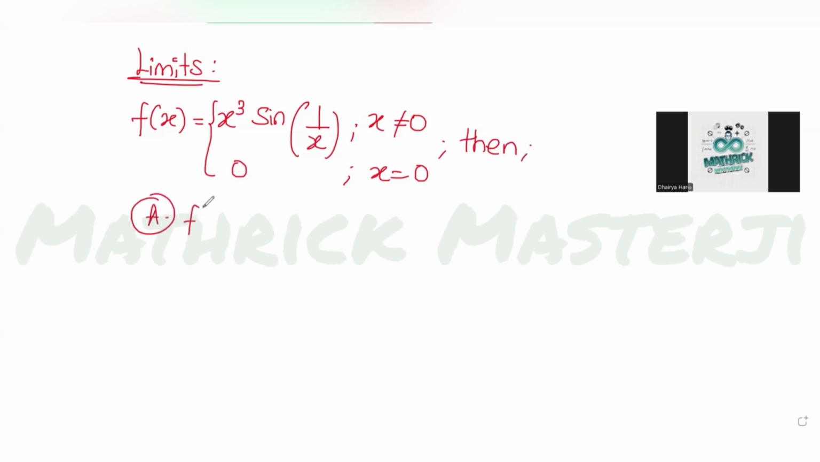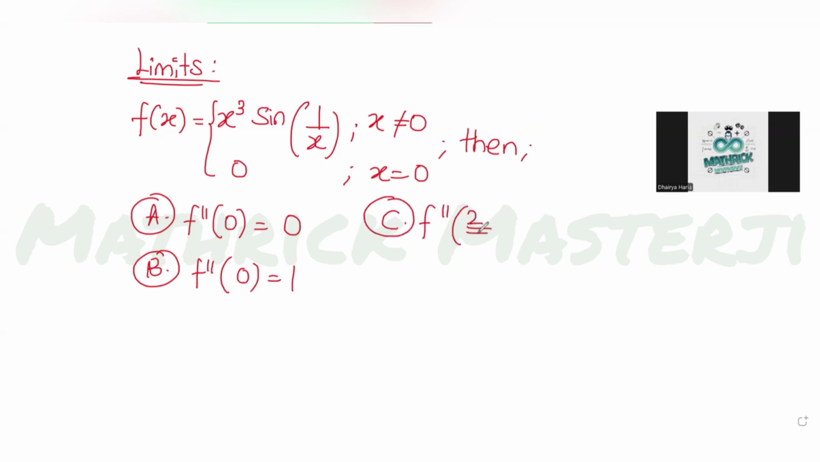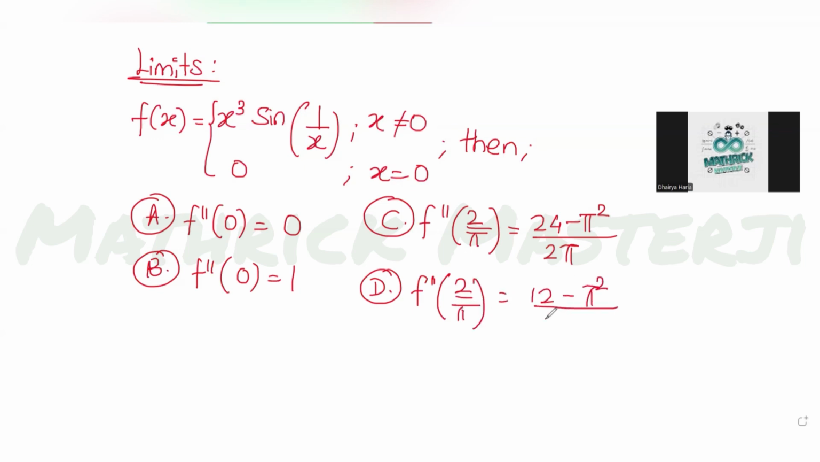whether the double derivative of that function at x equals 0 becomes 0, whether the double derivative of the function at x equals 0 becomes 1. Third, the double derivative of the function at x equals 2 over pi becomes 24 minus pi square over 2 pi, or the last one says the double derivative of that function at x equals 2 over pi would become 12 minus pi square over 2 pi.